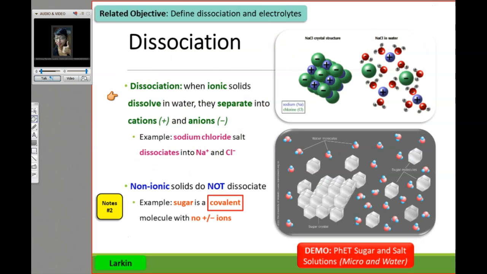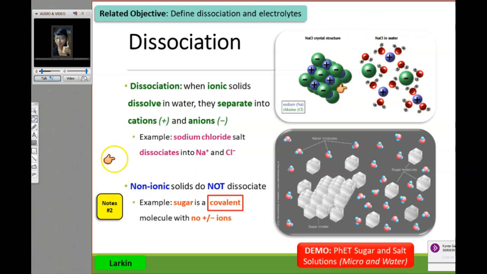Let's talk a little bit about what's actually happening in this process. This process is called dissociation. Dissociation occurs when ionic solids dissolve in water and they separate into their positives and negatives, just like we saw sodium chloride being broken apart into its negative chlorines and its positive sodiums. They are separating into positive cations and negative anions. Give me some money in the chat box if you see that. So sodium chloride dissociates, separates into positive sodiums and negative chlorines in water because of how water dissolves it.